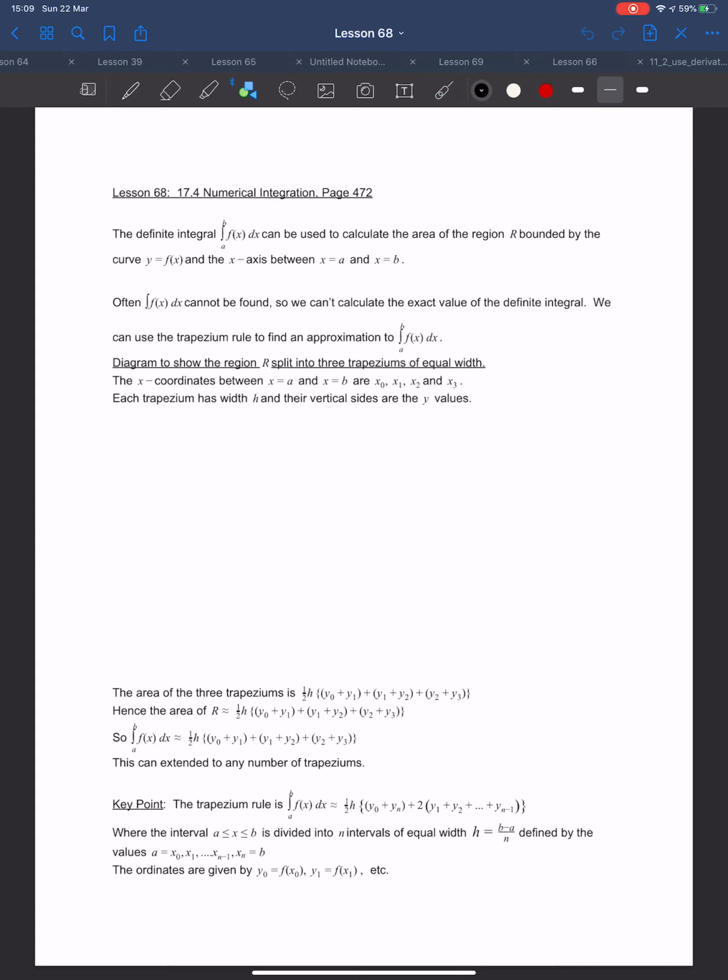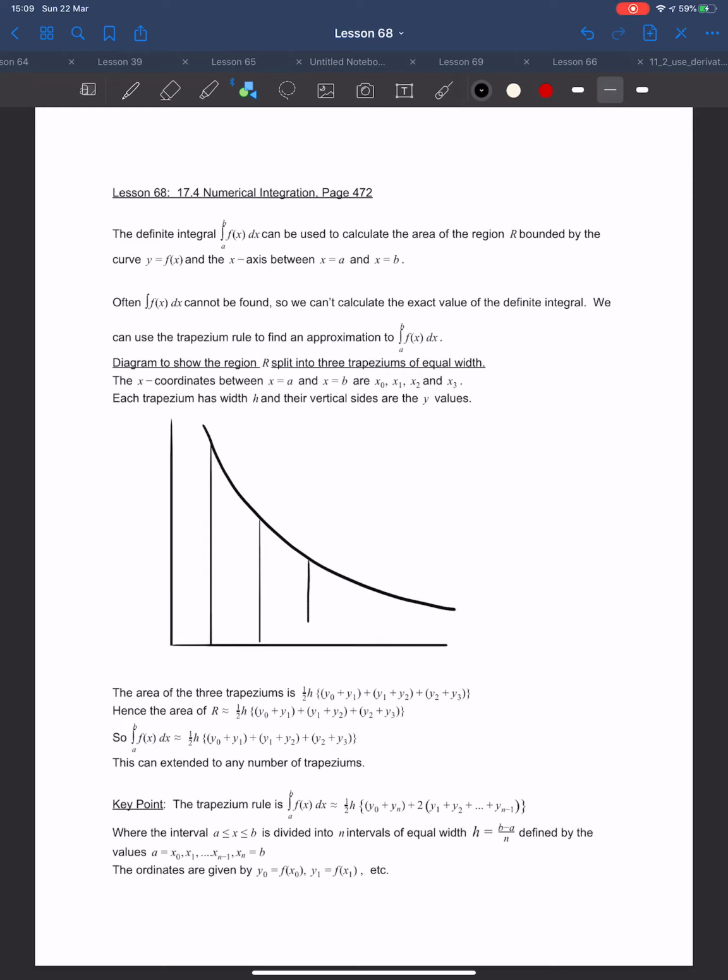Okay, so imagine a curve like so. I'll try and do it similar to the one in the book, which looks like this. Okay, so that's supposed to be a straight line. What we do is we approximate it by splitting the area under the curve into trapeziums, like so. These are all supposed to be straight lines.